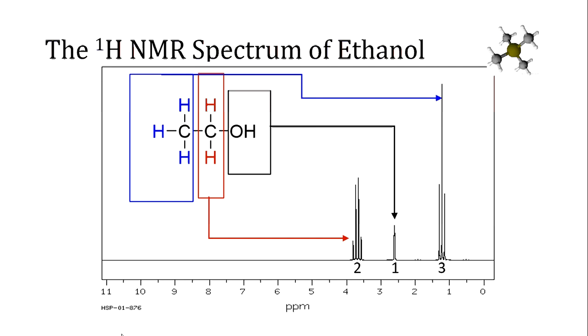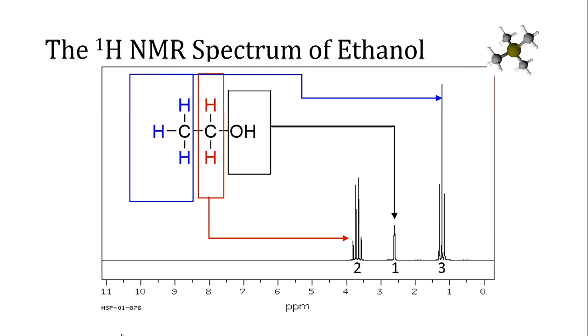Now be very careful not to confuse the splitting pattern and the integration number. It's easiest to do in a case like this, where you have a triplet that integrates to 3. The big 3 underneath the peak represents the number of hydrogen atoms. The triplet tells us that it has 2 neighbors. The splitting pattern is not created by the number of hydrogen atoms on that carbon. It is generated by the number of hydrogen atoms 1 position over.